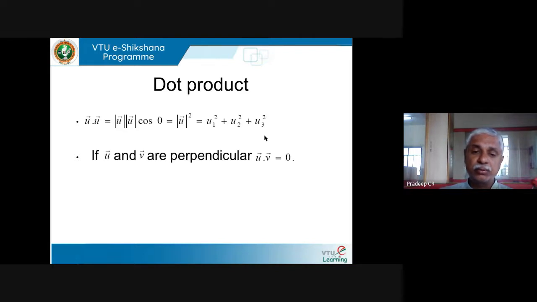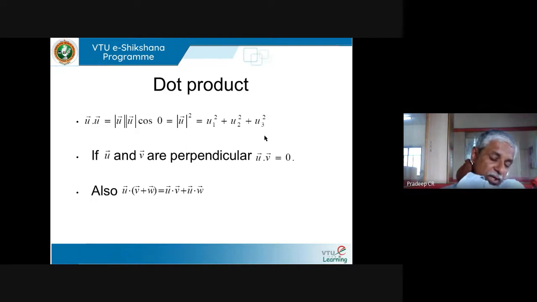So I told you, if u and v are perpendicular, then u dot v is 0. Also, there are some easy properties. I will not define or prove them, but I'll make a list of them. u dot (v plus w) is u dot v plus u dot w. This is called distributivity of dot product over addition. It's like what you learned in school: 2 into (3 plus 5) is 2 into 3 plus 2 into 5. But there they are all numbers.